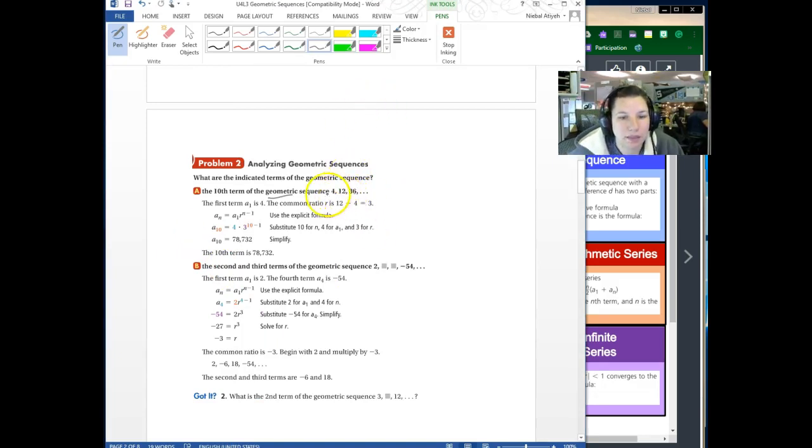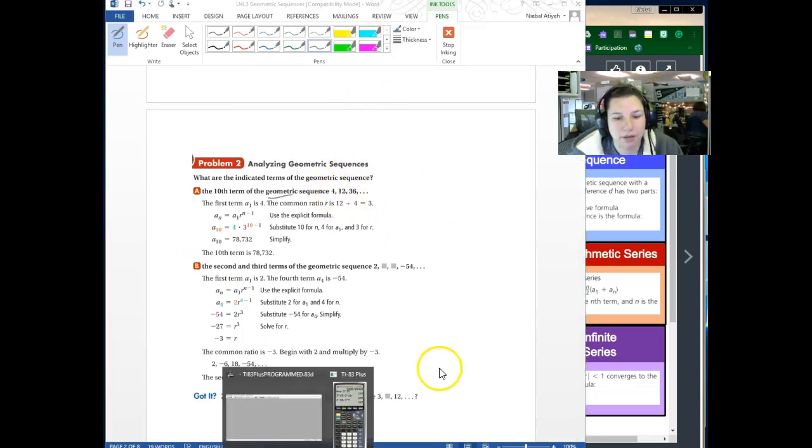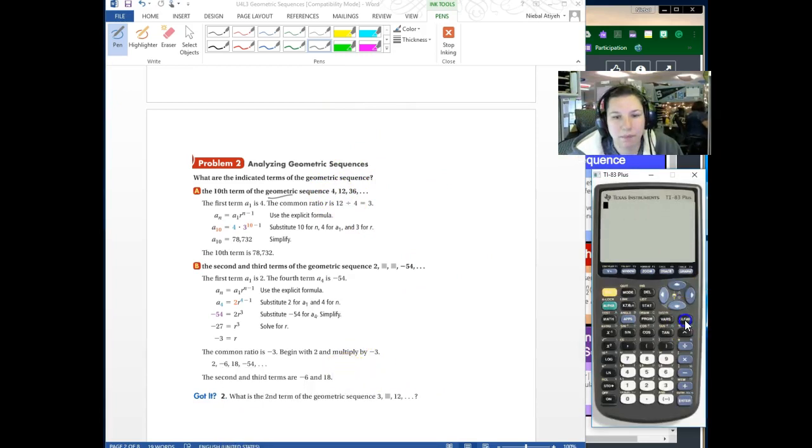So if this is geometric, we need to find that common ratio. Again, we'll find that by dividing each number by the one in front of it. So 36 divided by 12, we get 3. 12 divided by 4, we get 3. So this is geometric. Our first term is 4, and our common ratio is 3.